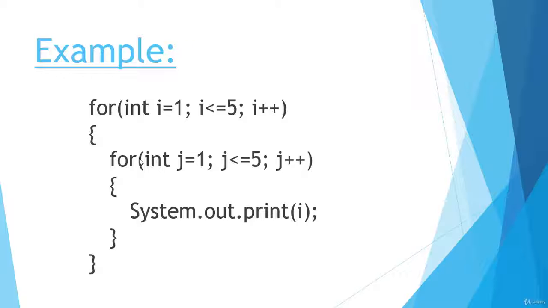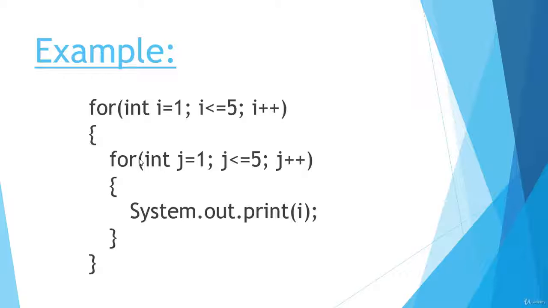Now 2 is less than or equal to 5. Yes, it prints i on the screen again. It means it prints 1 two times on the screen. Now the value of j is incremented by 1 and becomes 3. Now 3 is also less than or equal to 5, so it prints 1 one more time on the screen, so we get 1 three times. So the inner loop prints 5 ones on the screen.